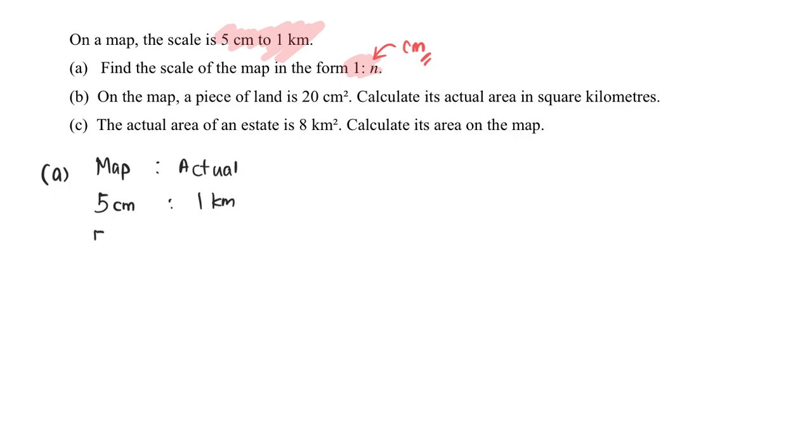So my 5 cm is already in cm, very good. But my kilometer, I do need to change it to cm. Means that I will have to times 100,000. Will give me 100,000 cm. Then, to get 1 cm, I will then need to divide by 5.